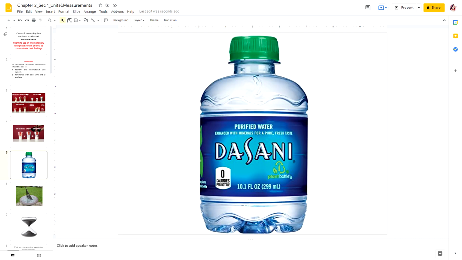Okay, so here's another picture. So it says here 10.1 fluid ounce or 299 milliliters of water. So you can see that there is a specific unit that is used to measure the water that is in this container. So that's the amount, or that's the standard that was used.